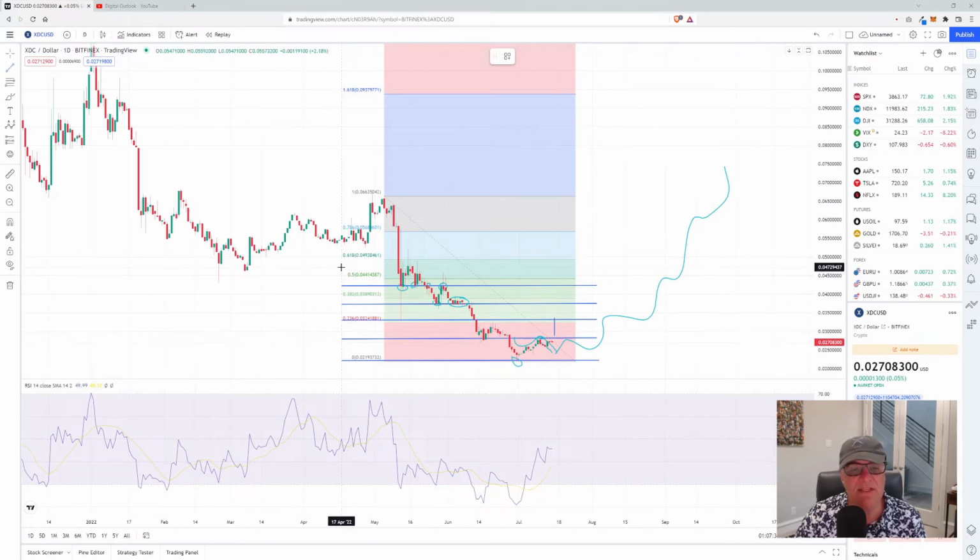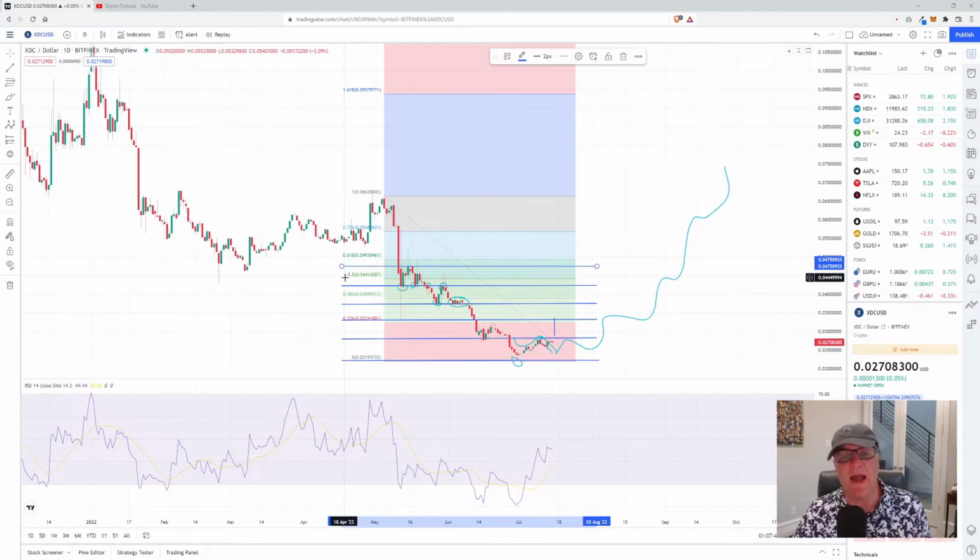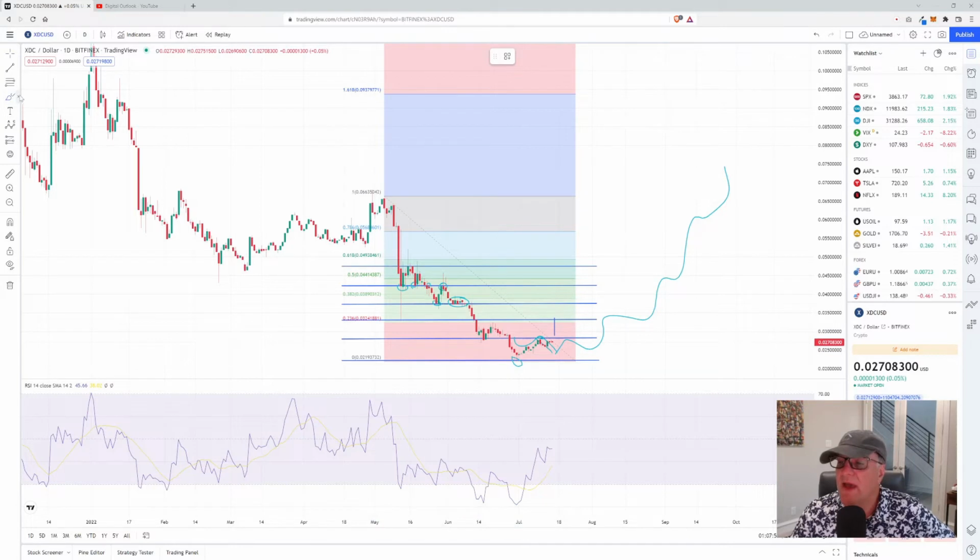This, to me, is just crazy, because once we break through this area in here, we are going to have a major impulse, in my view, right up and in here. So, guys, take a look at this range right in here. That's at the 4.7 cent range.